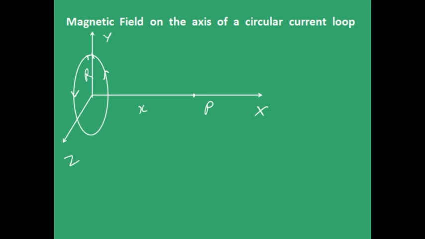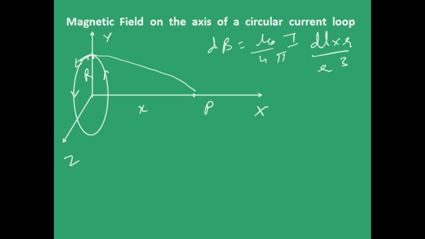You know that the magnetic field is given by dB is equal to mu naught by 4 pi I dl cross r by r cube, right? Where r is the radius vector. Now the dl here is tangential to this circle. Of course it is everywhere tangential, and the radius vector is this one from here to here. By right hand rule, this cross this gives me the magnetic field in this direction. This will be my dB.